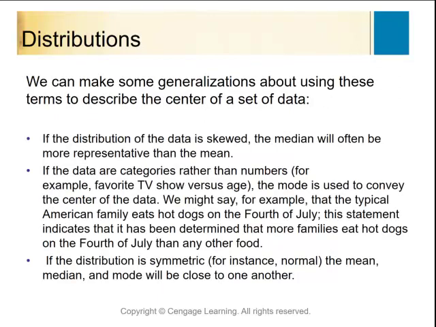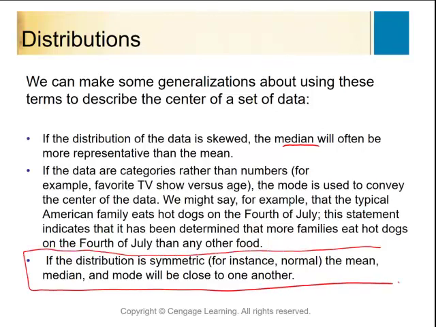And if our data is skewed, we tend to use the median as our measure of central tendency. If we have something other than numbers, then we use the mode. In a symmetric distribution, the mean, median, and mode tend to be all close together.